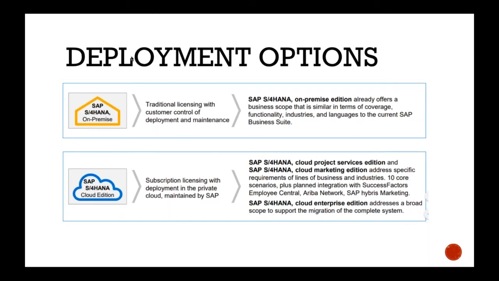But now with SAP S4 HANA, SAP came up with deployment options: on-premise and on-cloud. What do you mean by on-premise? On-premise means exactly what we are doing today. The customer buys the hardware, buys the software, and is the owner of both hardware and software, so he doesn't need to be dependent on anybody else. He can decide what he wants to do with the system. There was no dependency.